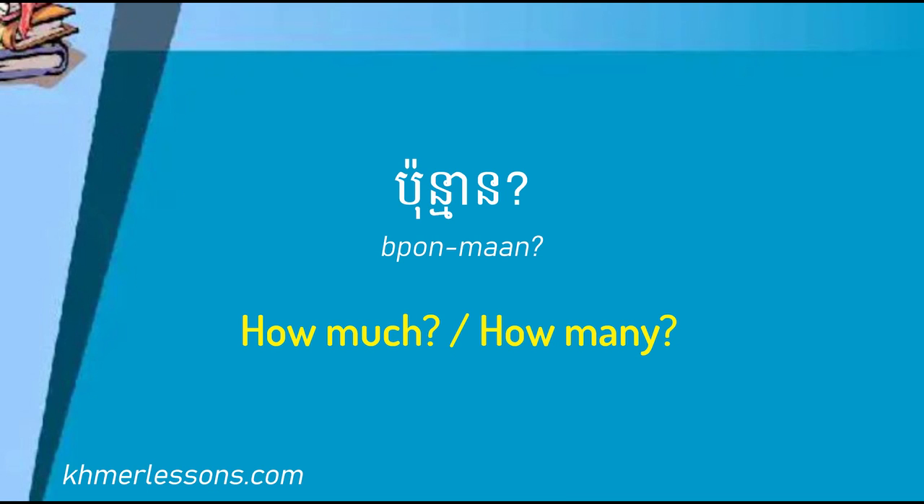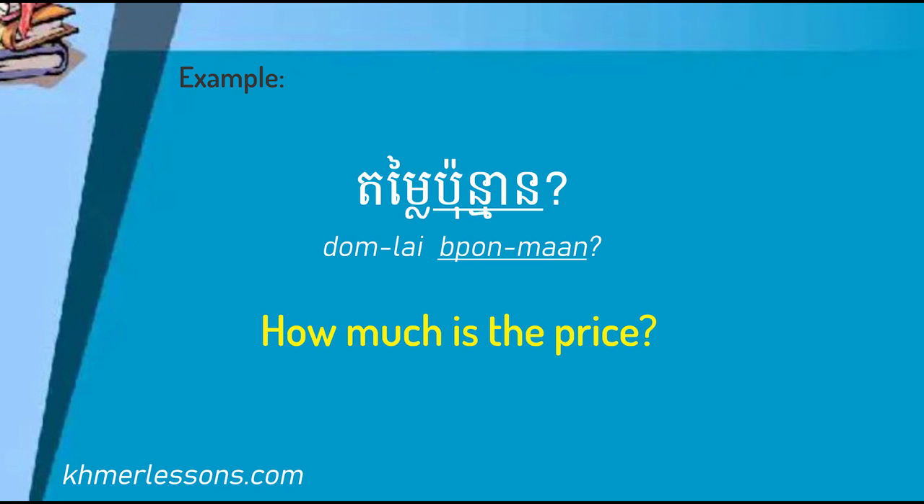Right now, we start from number one. Number one is how much or how many. We say pon man. Most students know already. And now let's see an example. How much is the price?